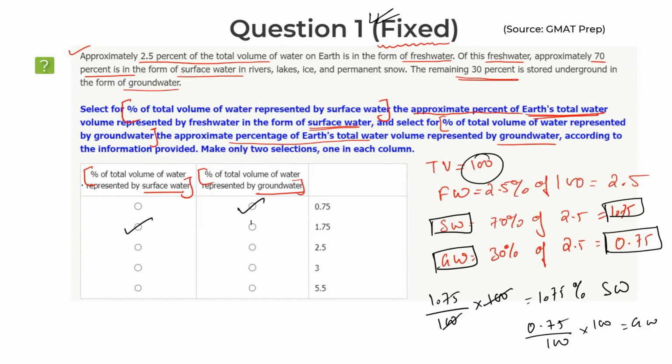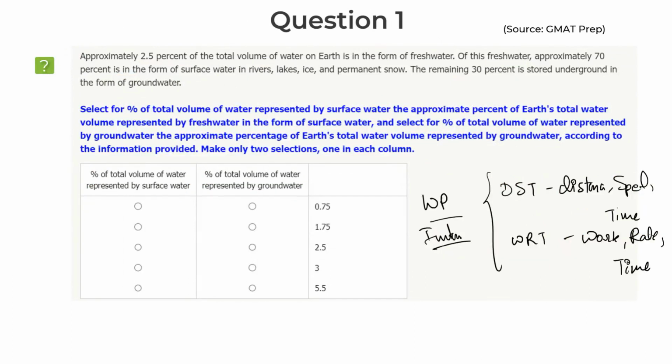Now this is the conventional way of doing it. If you see, this is more of a conventional approach, where I calculated the fresh water, the groundwater, and the surface water in the most conventional fashion. We calculated everything. However, there is a logical way of doing this question as well, which can be done very quickly, and that is what the GMAT is actually testing you on in this question.